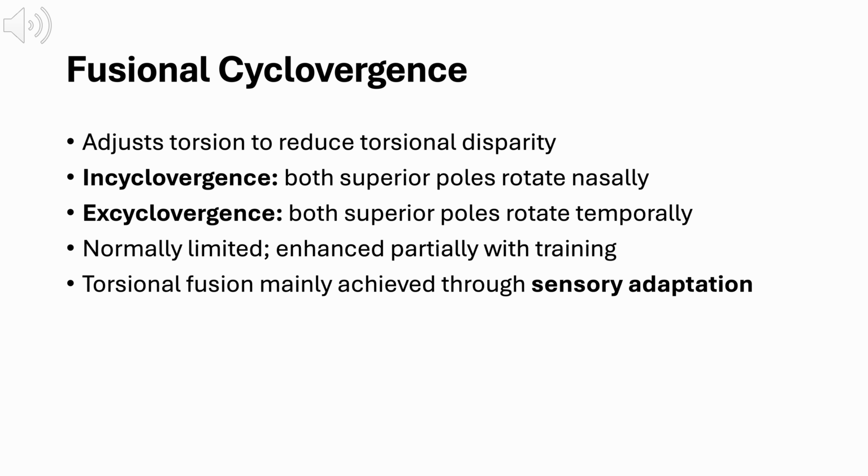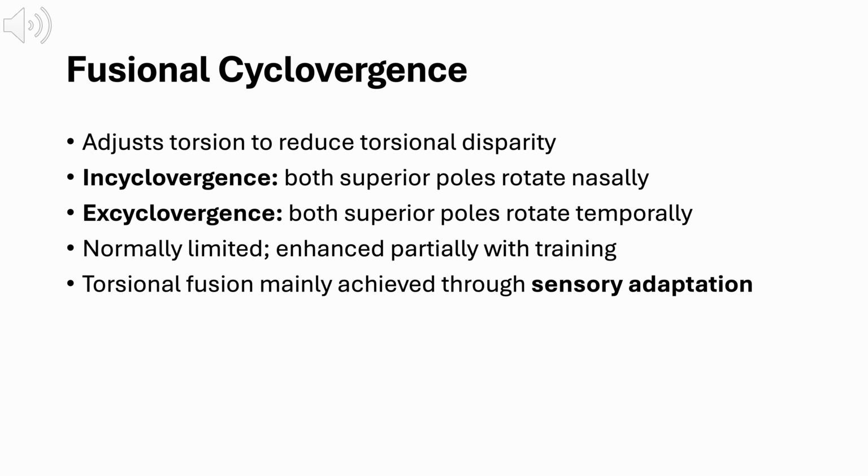Fusional cyclovergence fine-tunes torsion to reduce torsional disparity between the two eyes. Within cyclovergence, both superior poles rotate nasally, while excyclovergence rotates them temporally. Unlike horizontal and vertical vergence, the motor range of cyclovergence is quite limited, even with training.